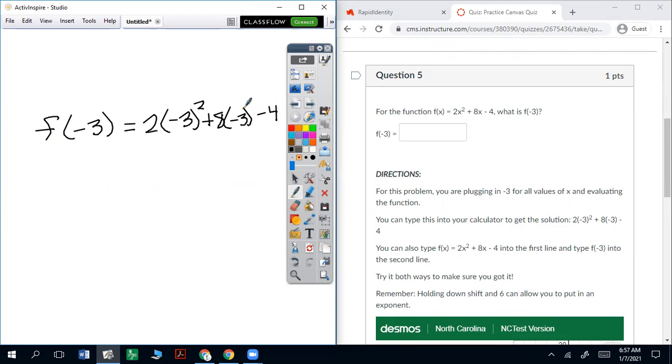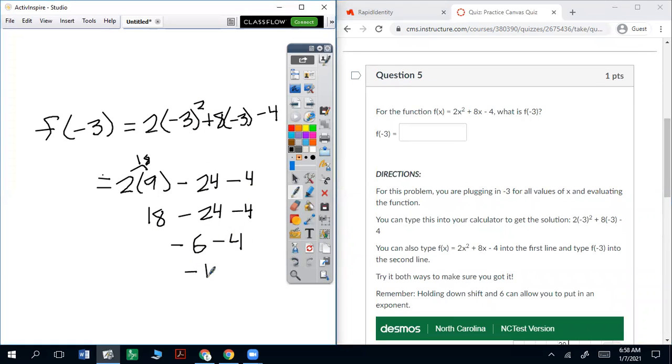So if we're doing this by hand, order of operations would give you 2 times, we got to do the exponent, so negative 3 squared is positive 9. Remember, negative squared is negative times a negative, so it's positive. 8 times negative 3 is minus 24, minus 4, and then this is going to be 18. So 18 minus 24, minus 4. And if you just subtract these, 18 minus 24 is negative 6, minus 4 is going to give you negative 10. So that's doing it by hand.